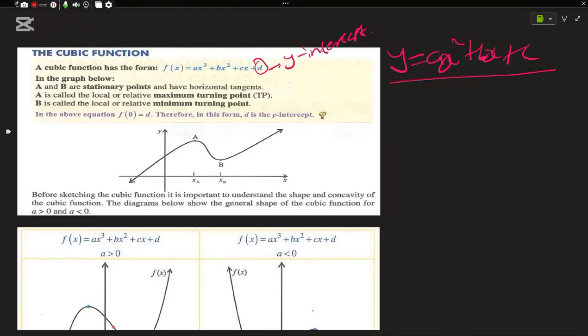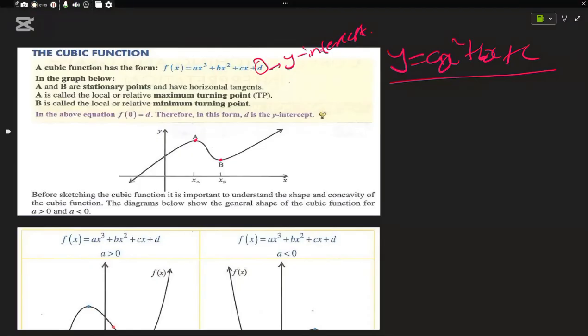And then a and b. Let's look at these two guys. So a and b are actually stationary points, or what we call turning points, but I would prefer we call them turning points, right? So these are turning points, A and B. And then A is called the local or relative maximum turning point, and B is called the local or relative minimum point.